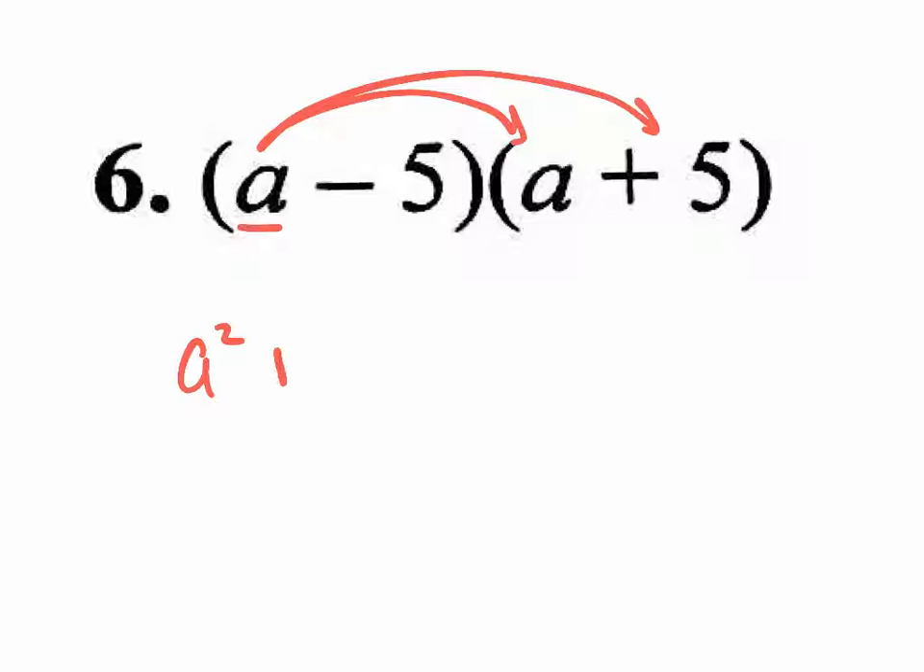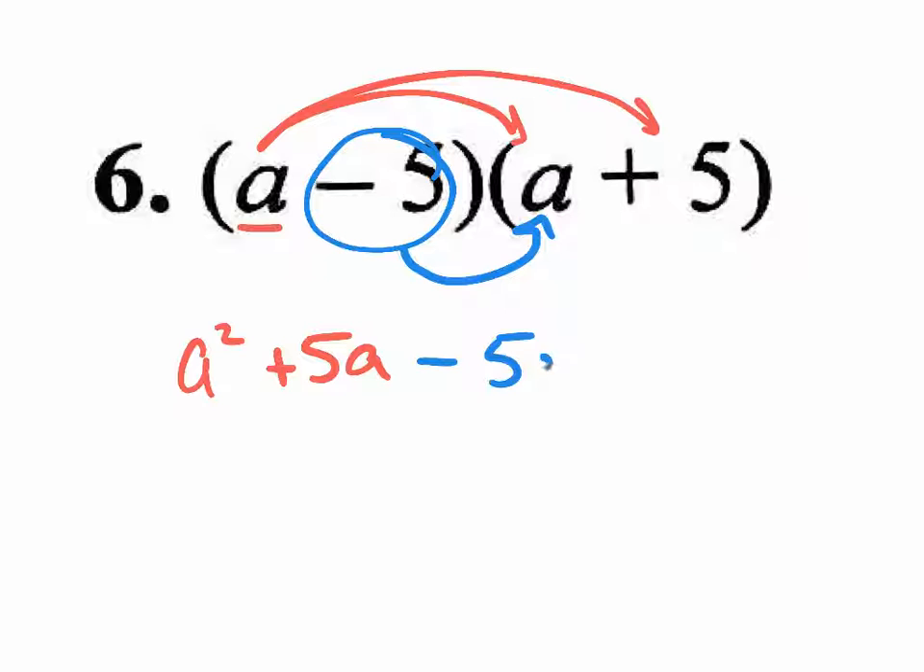is positive 5a. And then we could take this negative 5 right here and distribute it. Negative 5 times a, that's negative 5a. And then negative 5 times positive 5, that is a negative 25. So again, you always distribute first before combining like terms. That makes total sense because when you distribute, you're multiplying. And when you're combining like terms, you're just adding or subtracting. So you always multiply before adding or subtracting.